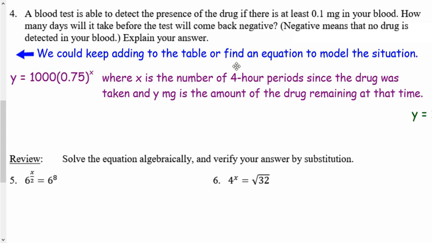If we have an equation like this, then we could actually graph. So I could graph that function as y1, and then I could graph a second function, which is y is equal to 0.1, which is this amount that we want to see where those two graphs are going to intersect. At that x value, that'll tell us how many 4-hour periods have passed until we get to a point where we only have 0.1 milligram in our blood system. So let's look at those graphs.